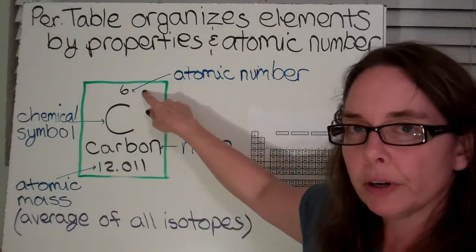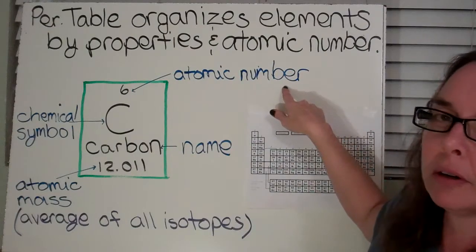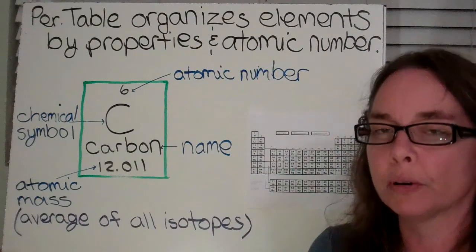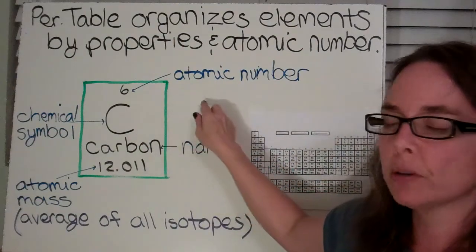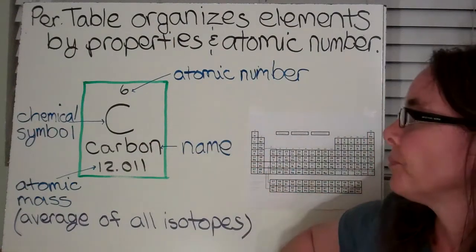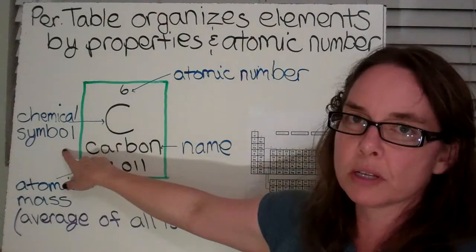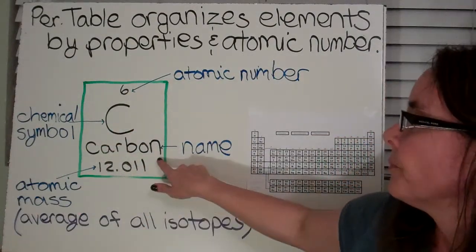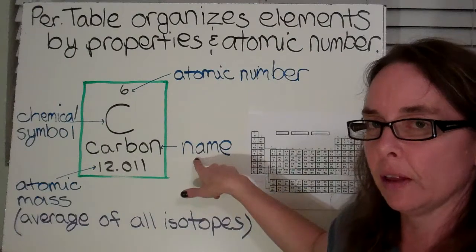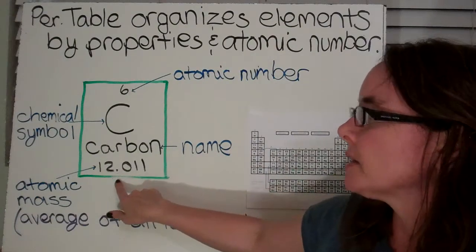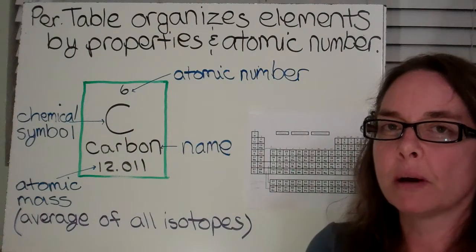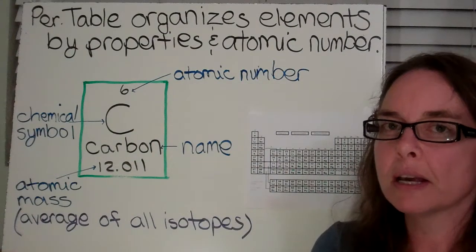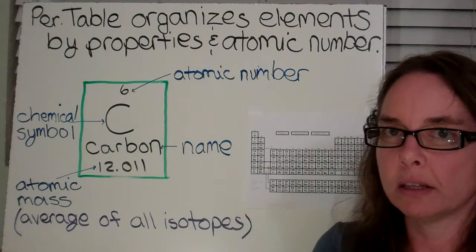The top number is the atomic number. Remember, that's the number of protons. And we know that any atom with 6 protons is going to be carbon. This is the chemical symbol. Here's the name of the element. And this number down here is the atomic mass. Now remember that the atomic mass is the protons and the neutrons inside the nucleus.